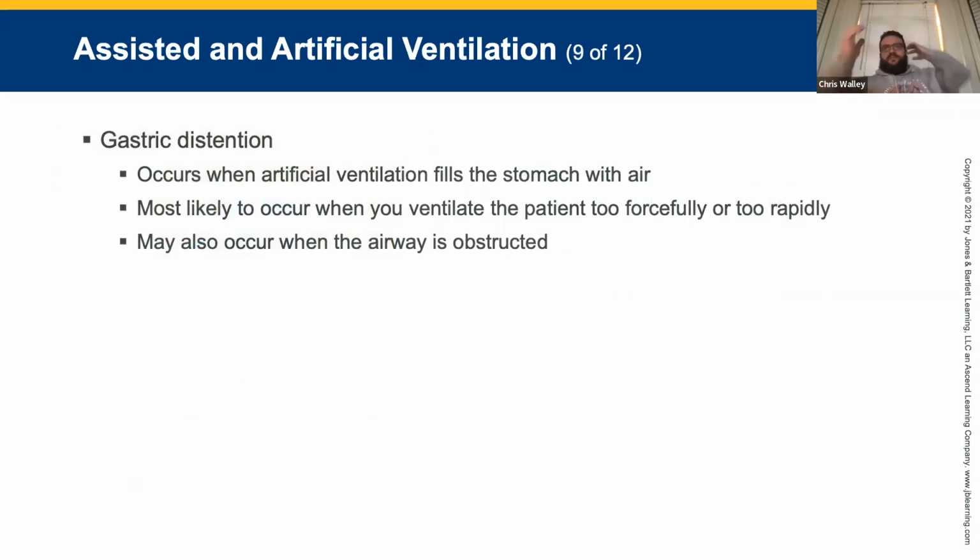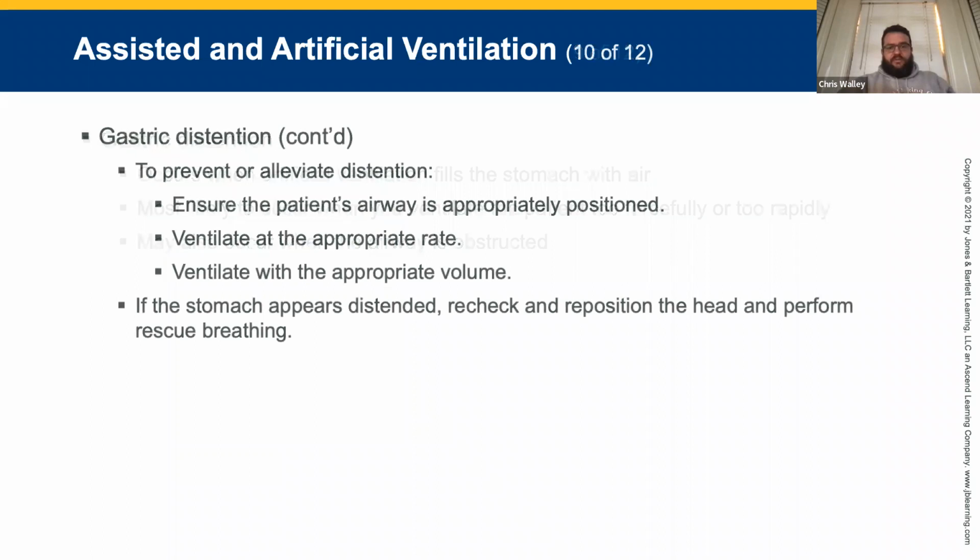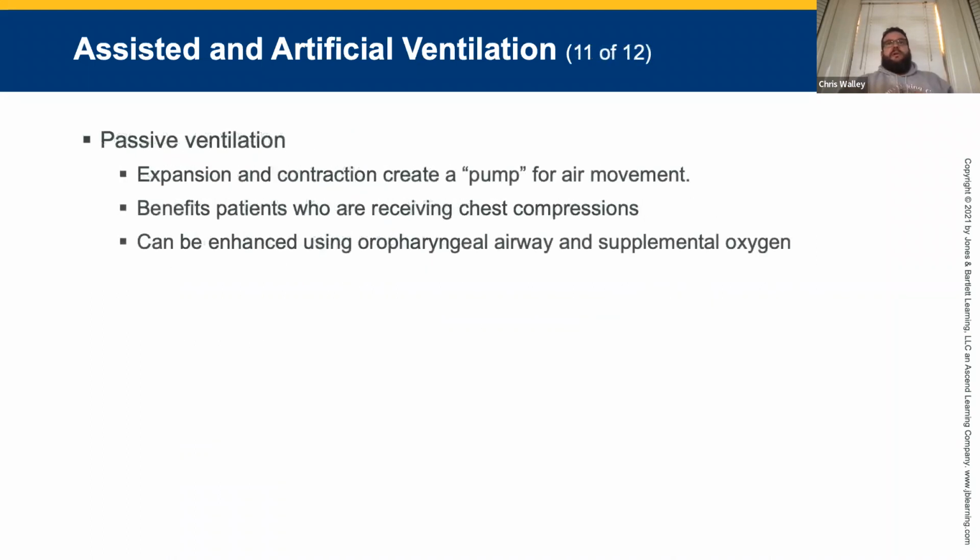So gastric distension, we talked about that. I'm not even going to go into it, because we've already talked about that one. Now passive ventilation. Sometimes passive ventilation is called passive oxygenation or apneic oxygenation. Air movement into and out of the chest cavity occurs passively as a result of compressing the chest, CPR. When the chest is compressed, air is forced out of the thorax. As the chest recoils following compression, a negative pressure is created within the chest, which results in a vacuum.